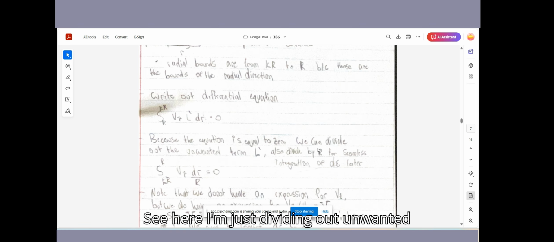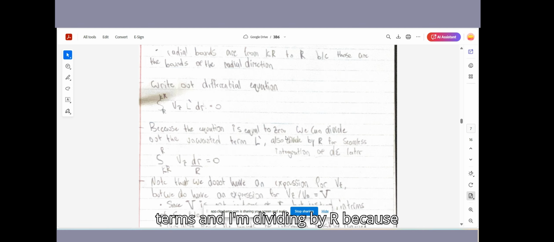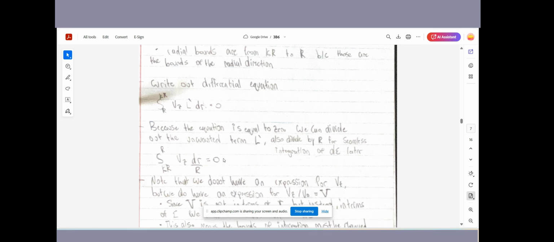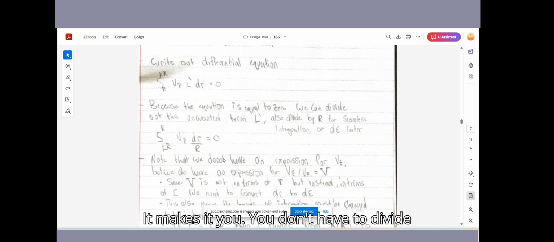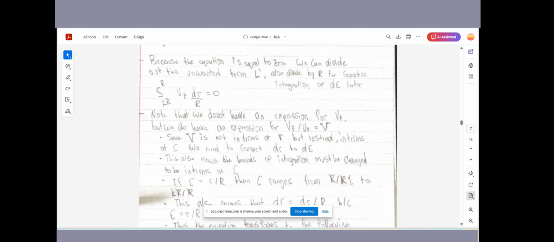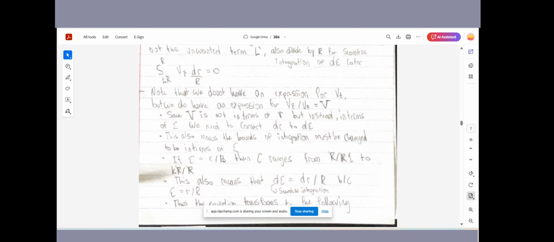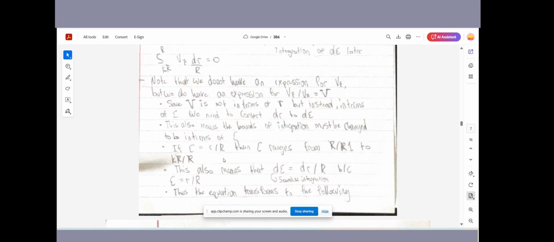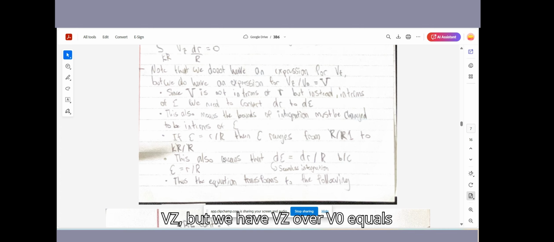So yeah, here I'm just dividing out unwanted terms, and I'm dividing by R because it's convenient. You'll see later with our equation. You don't have to divide out R, but if you do, you have to do less simplifying later, so that's why it's done. So yeah, we don't have an expression for Vz, but we have Vz over V0 equals big V, and again, that's because that's what it gave us for the answer that it wanted.